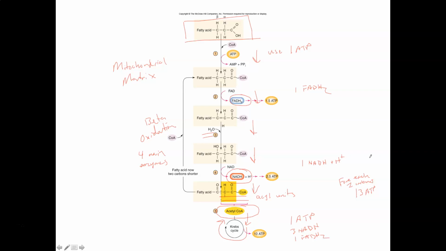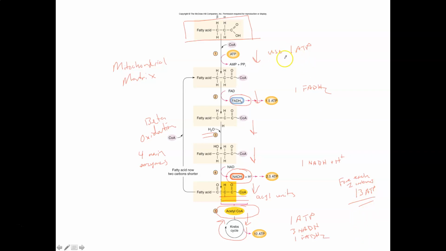And that triglyceride had 3 fatty acids. So you can see why there's a much larger energy yield from fats, and why it's such a good molecule to store long-term for energy usage. So where does this 13 ATP number come from?